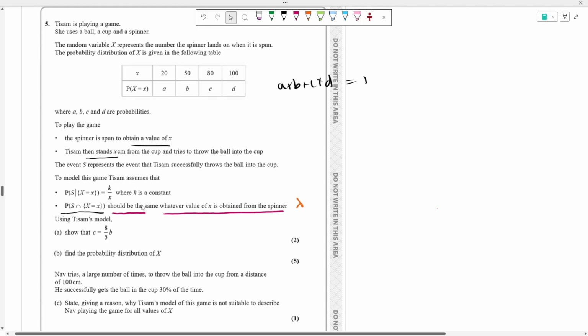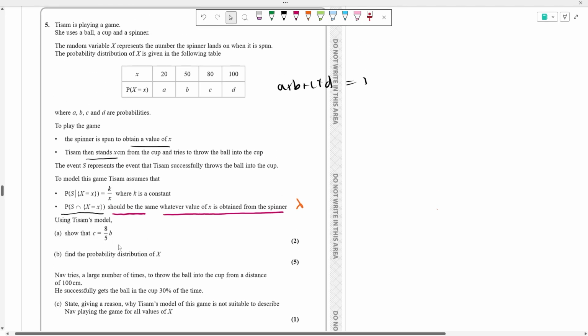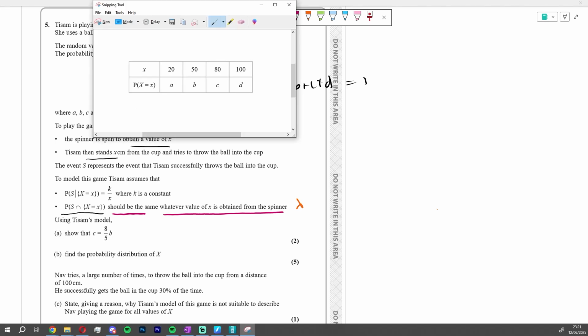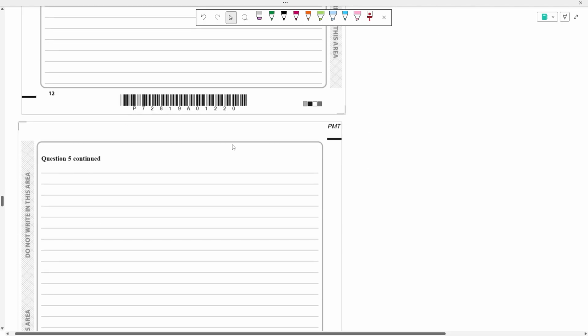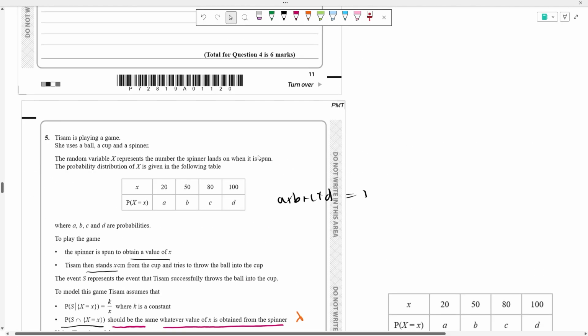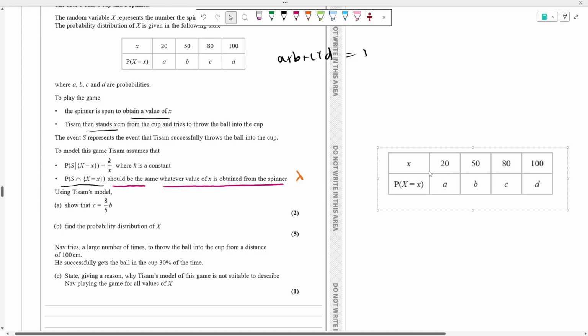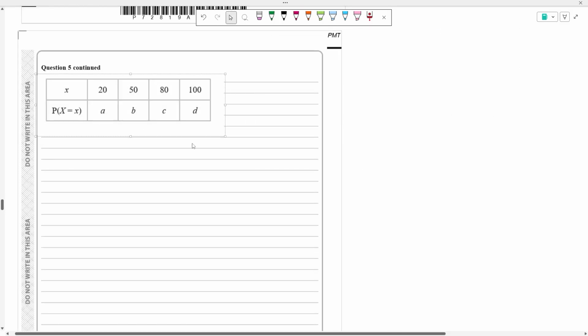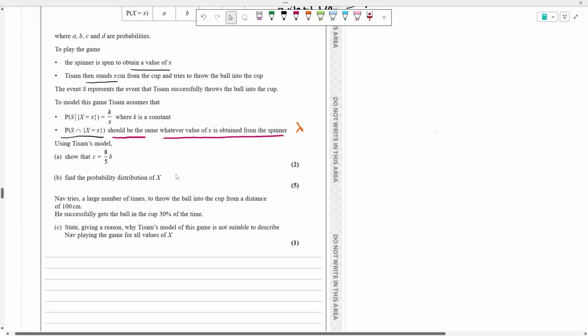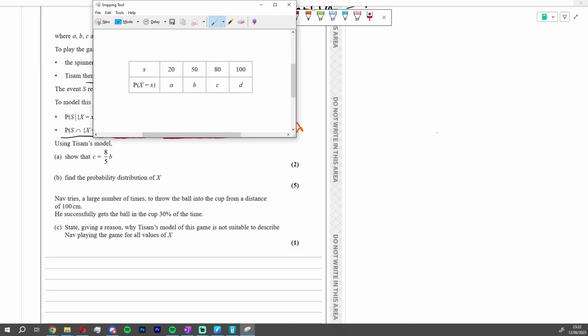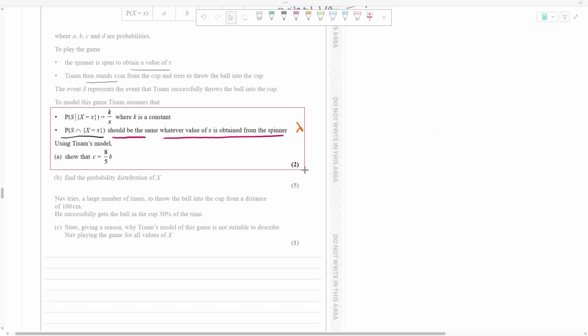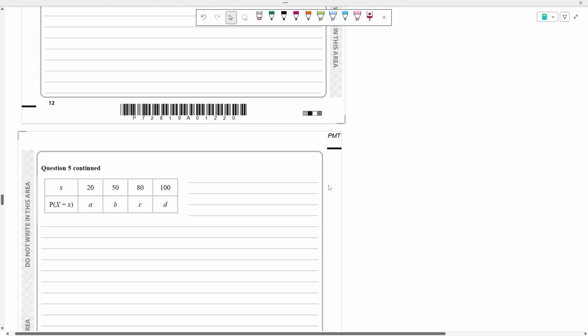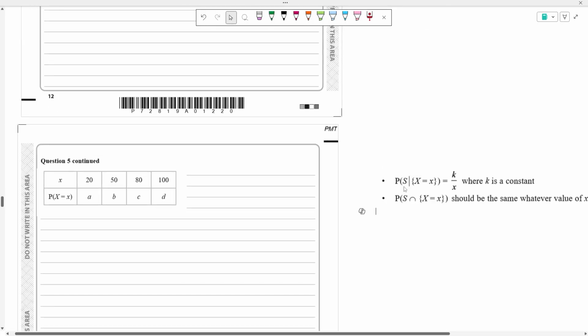Because this part A says show that C is equal to 8 over 5B, I'm actually going to be focusing on these two bits. We probably don't need A and D, so I'm going to be focusing on this. I'm going to take a screenshot of this table, and then let's bring this down here. And let's also bring these notes down as well, just so I don't have to scroll back up over and over again.